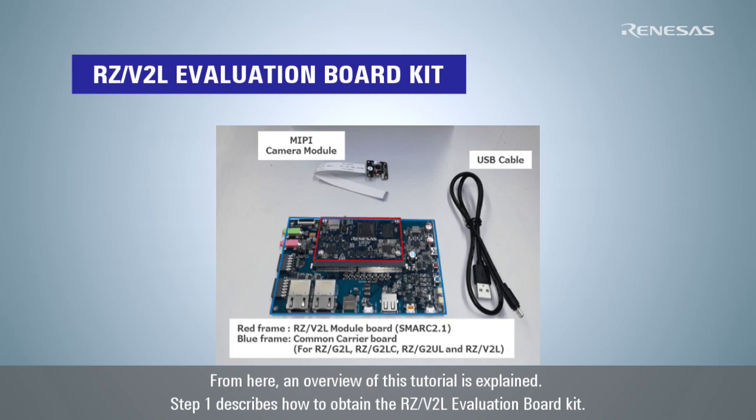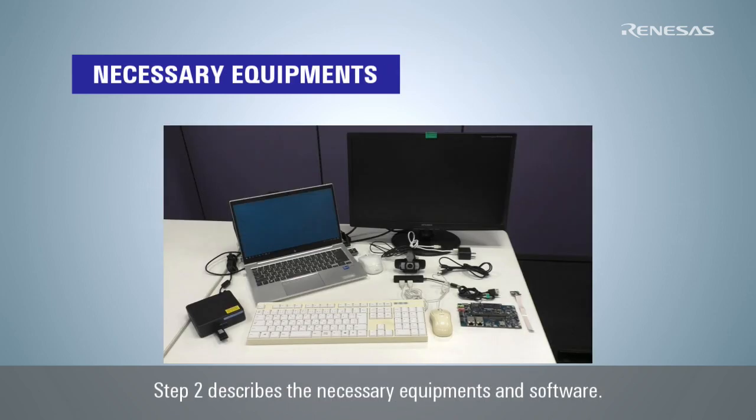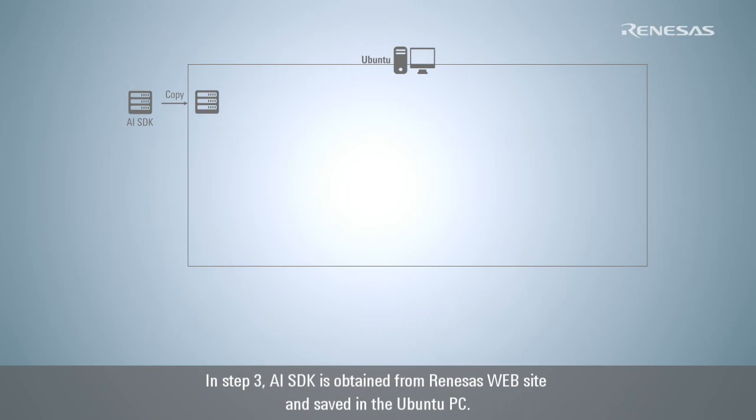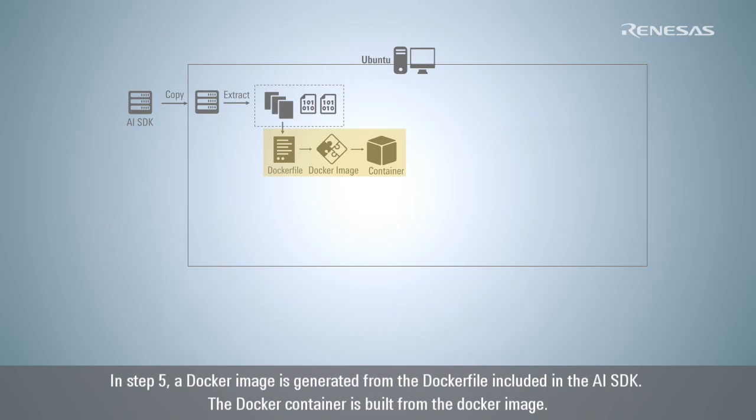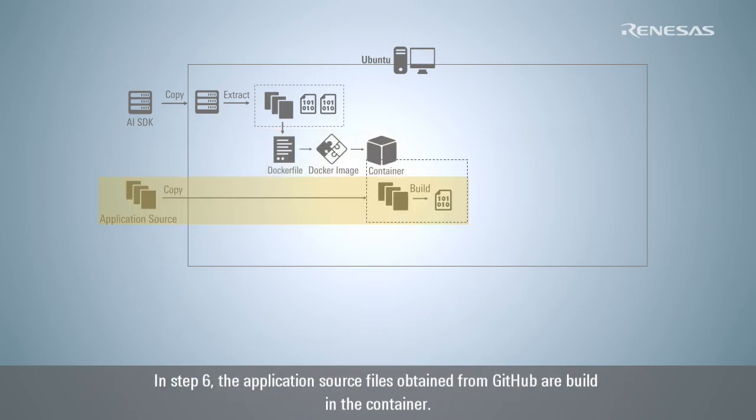Step 1 describes how to obtain the RZ/V2L evaluation board kit. Step 2 describes the necessary equipment and software. In Step 3, AI SDK is obtained from the Renesas website and saved in the Ubuntu PC. In Step 4, AI SDK is extracted. In Step 5, a Docker image is generated from the Dockerfile included in the AI SDK. The Docker container is built from the Docker image.